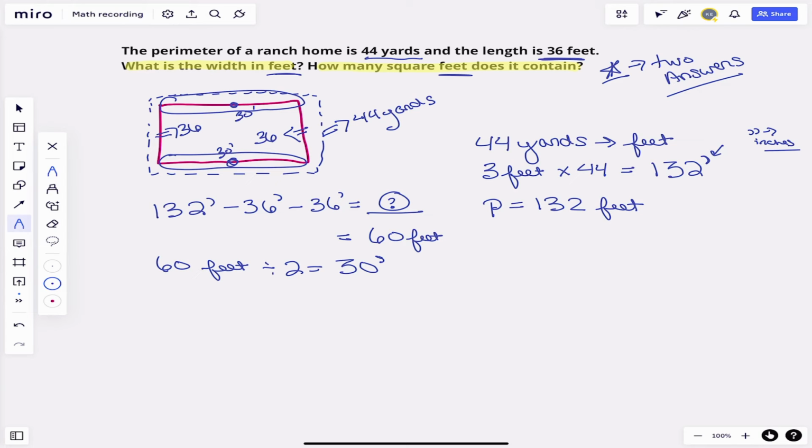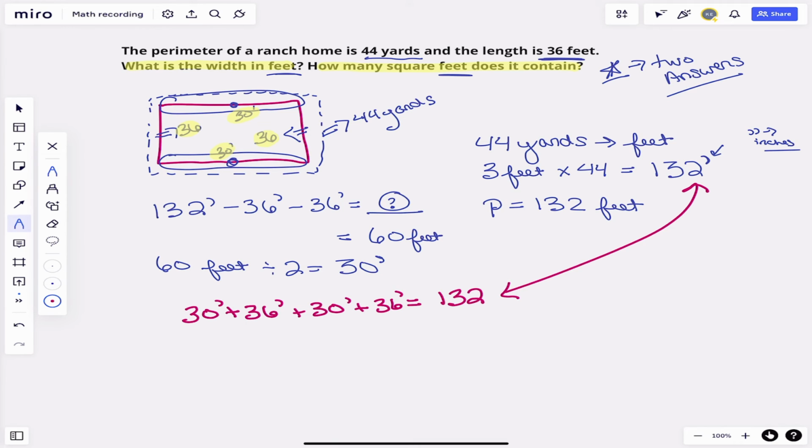Of course, my drawing's not to scale, but that's okay because it was just a visual for me to figure out what I'm trying to do here. What I've just seen is that from the math, this piece is 30, this piece is 36, this piece is 30, and this piece is 36. And just to double check my math, I'm going to add all of those up. If I add 30 feet plus 36 feet plus 30 feet plus 36 feet and use my calculator, then I do come up with 132 feet, which of course matches that.